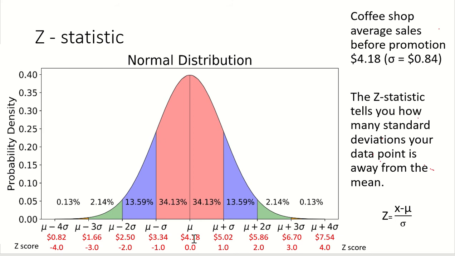Right here in the middle, $4.18 has a Z value of 0.0 because my mean is $4.18. So I have 0 divided by 0.84, which is a Z statistic of 0. What happens if I go down one standard deviation? $4.18 minus 84 cents is $3.34. That gives me a Z value of minus 1.0.